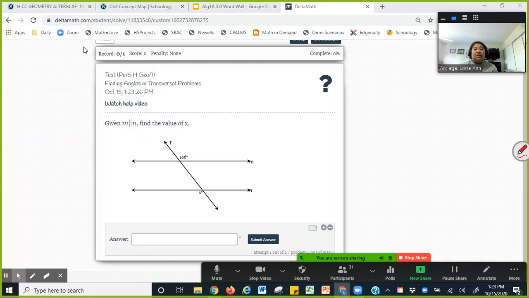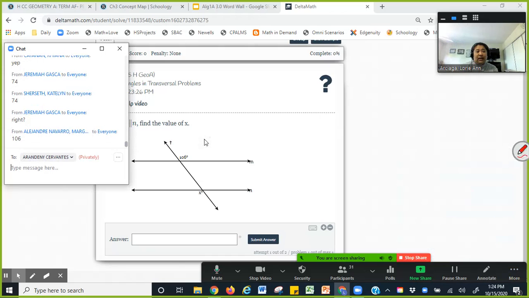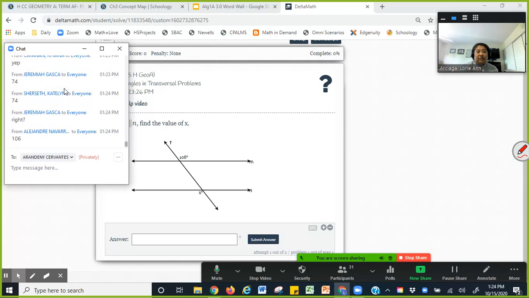All right. So given that the 2 lines are parallel, find the value of x. And you should not do any computation here. You should be able to give me the answer from the top of your head. So the first thing you're going to do is ask yourself, what angle pair do they form? You only have 5 choices and we wrote them down. Nice. I see 74. I see 106.